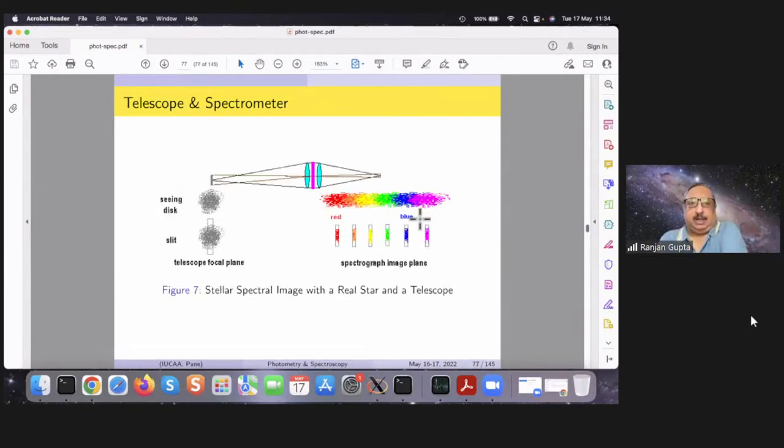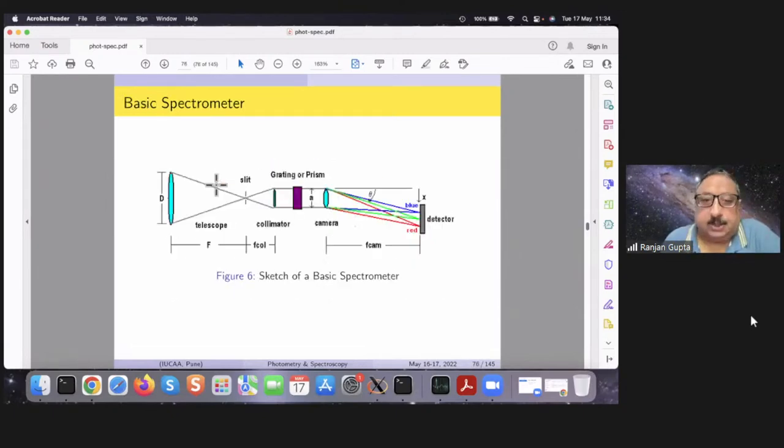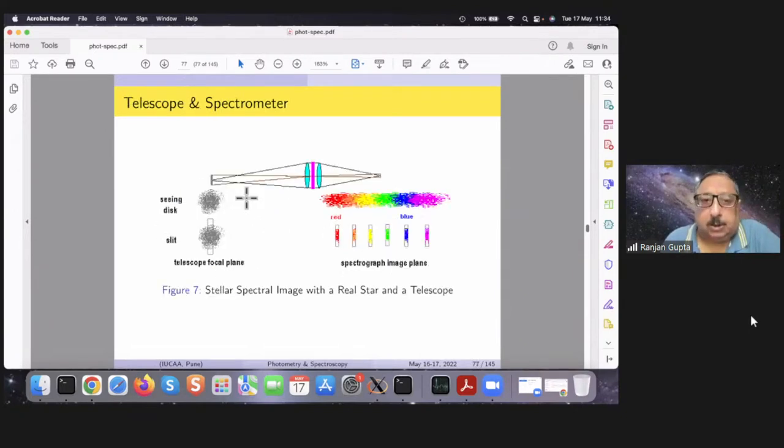This is another view of the same thing, except that now this is where the slit is, where the star sits. I mentioned here, the star is focused here. You will put the star here, and I also mentioned the star is continuously dancing in the night because of the twinkling of starlight, which is due to the atmosphere. And this is what is called the seeing disk.